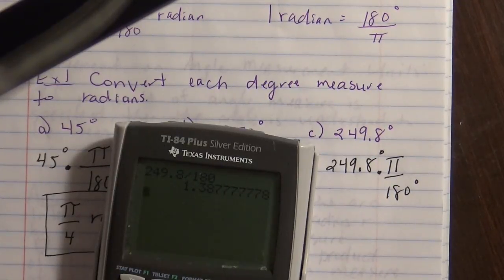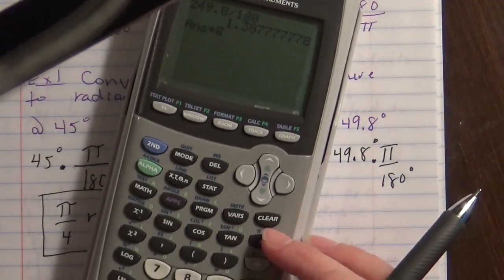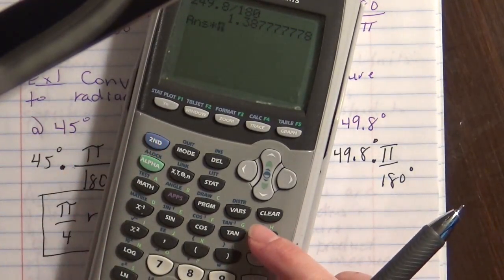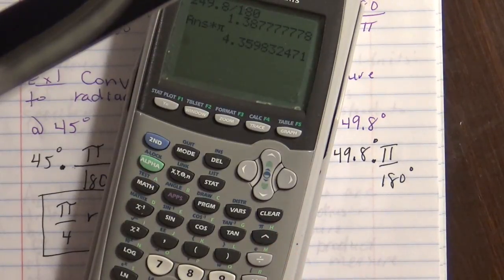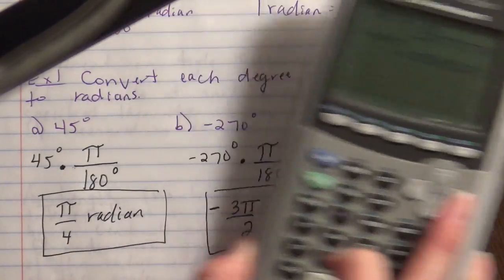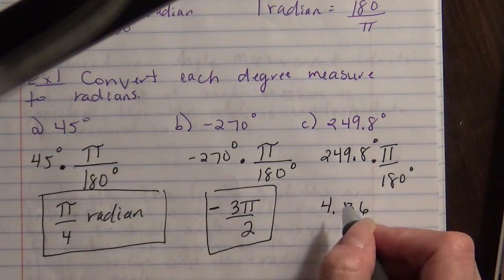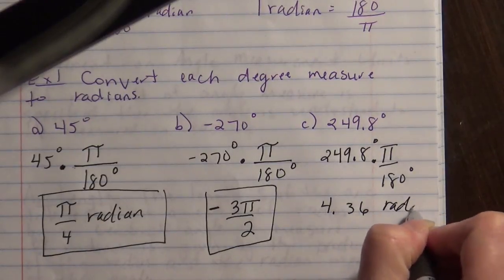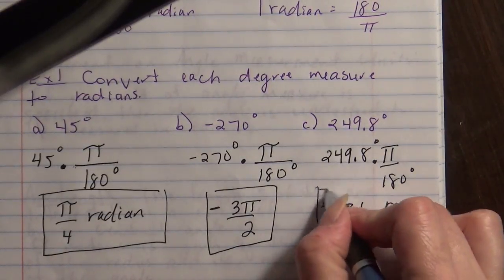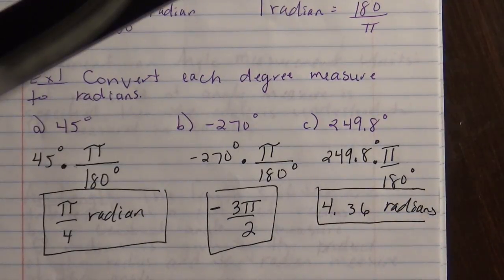So I've got this 1.3877777 on forever. And then, so now I'm just going to multiply that times pi on my calculator. So second, and then little caret key over here on the side. You can't see that, but it's right here. So I went second caret to get to the pi button. It gives me 4.36 if I round that. So 4.36 radians. Okay, and that's it for that one.